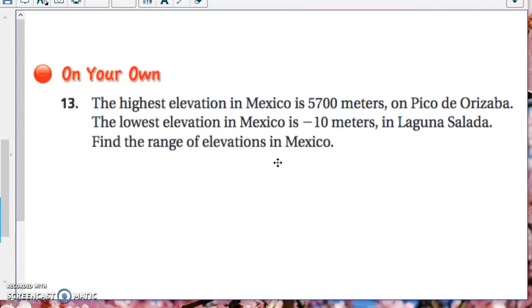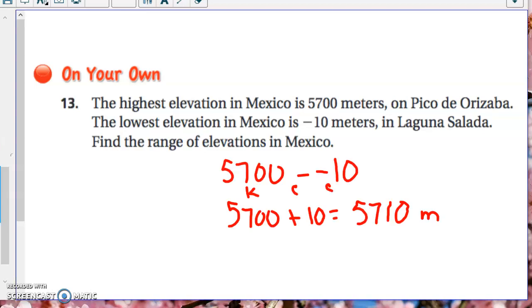All right, last time, you can pause the video and try doing this one on your own. All right, to check your answer here, again, 5,700 minus a negative 10, keep, change, change. 5,700 stays the same. Change the minus sign to a plus, and then the opposite of negative 10 is 10. Then those have same sign, so I add and keep. 5,710 meters would be the range of elevations in Mexico.